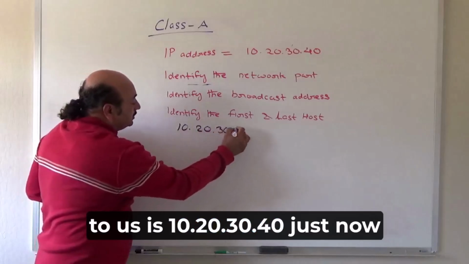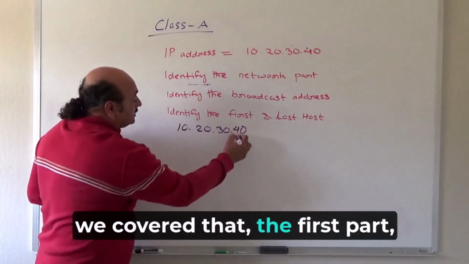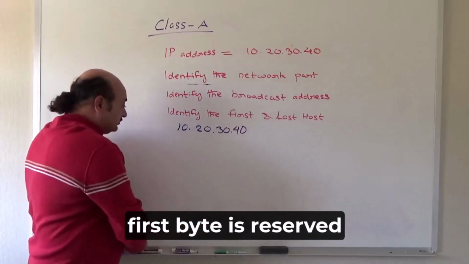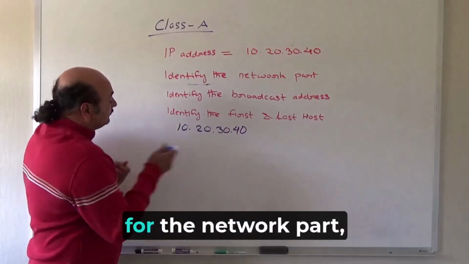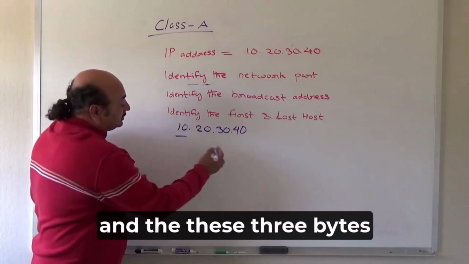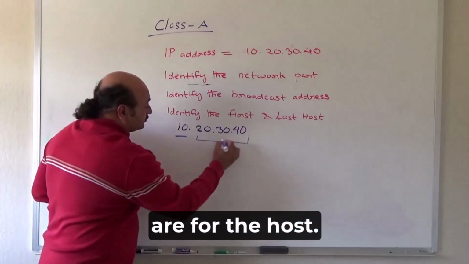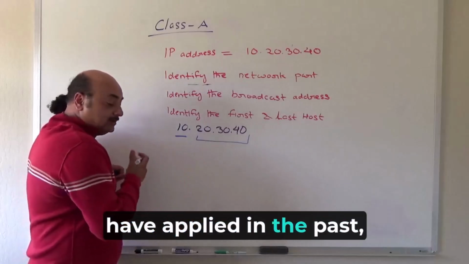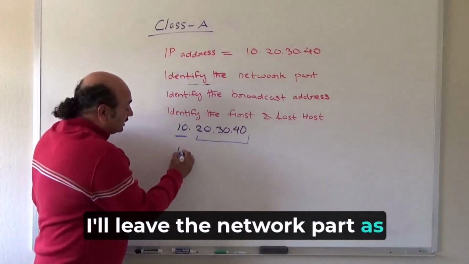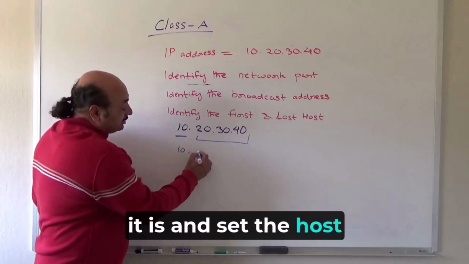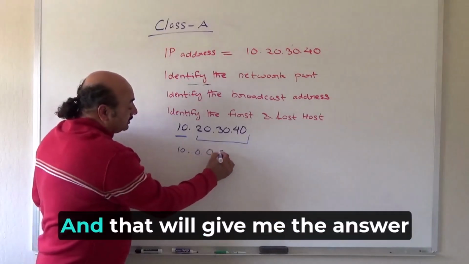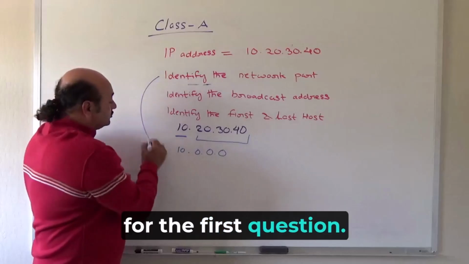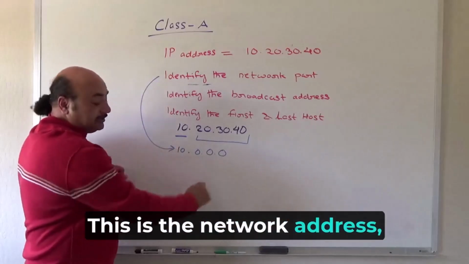The IP address that is given to us is 10.20.30.40. Just now we covered that the first byte is reserved for the network part, and these 3 bytes are for the host. So using the same rule that we have applied in the past, I'll leave the network part as it is and set the host bits to zeros. And that will give me the answer for the first question. This is the network address.